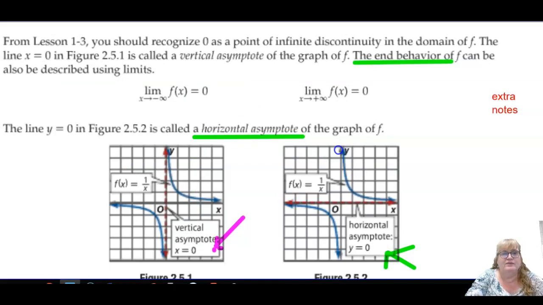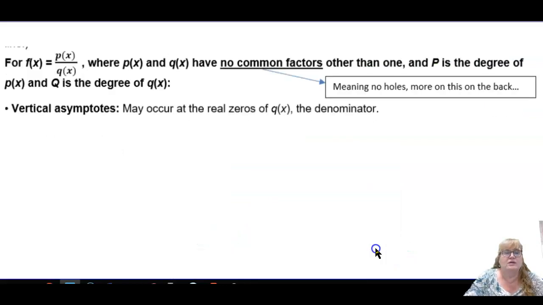All right, I don't think you have this slide either. I don't think we really need to talk about this. I think I already did. Vertical asymptote is x equals 0. Horizontal asymptote is y equals 0. All right.